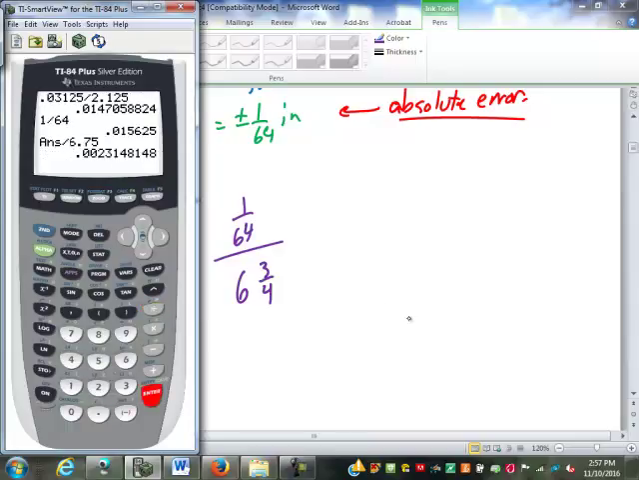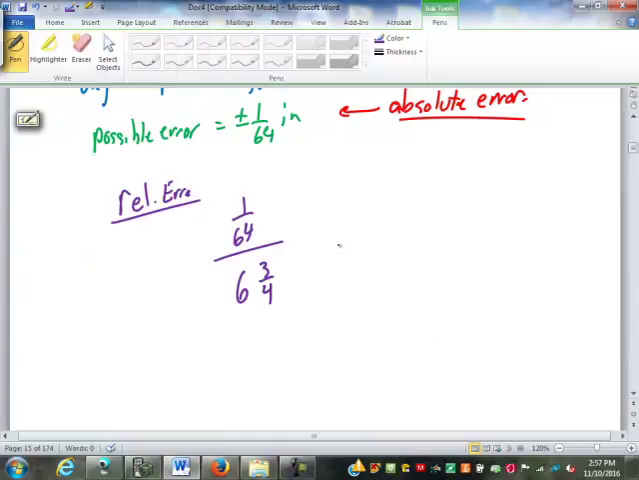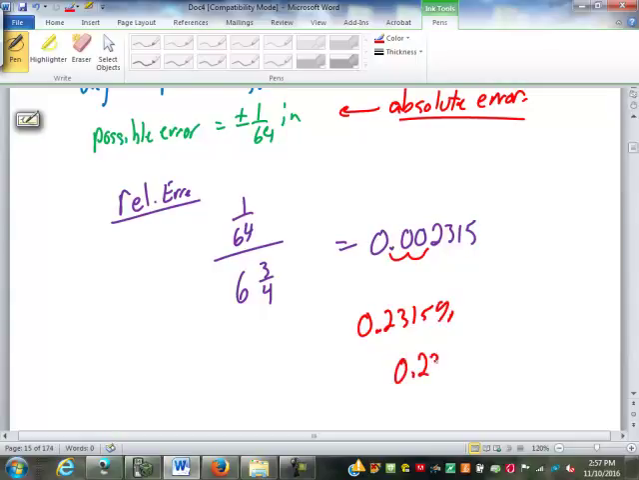So that does come out to 0.002315. And as a percent, we move that over 2 spots. That is 0.2315%. And I say go to the 100th of a percent, so 0.23%. So less than 1/4%. That's not too bad. What do you think? Decent?